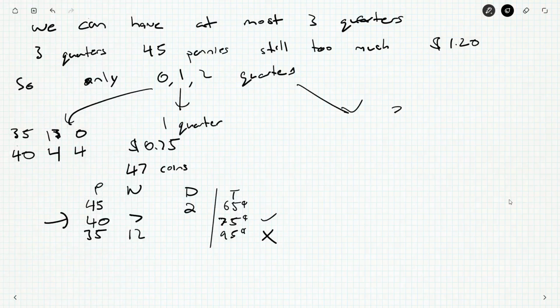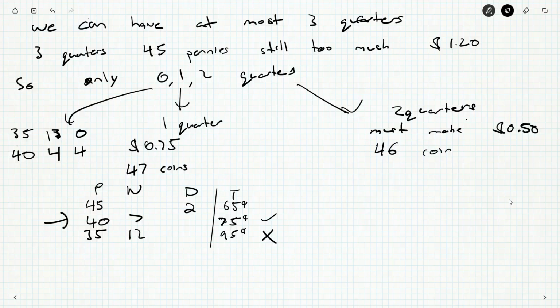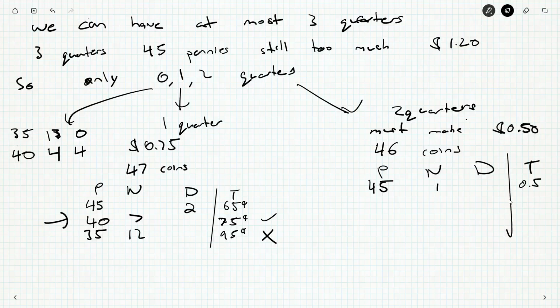All right, how about 2 quarters? We must make 50 cents, because 2 quarters account for half of the dollar. There's 50 cents left to make up, and we have 46 coins left to use. So pennies, nickels, and dimes, and our total. All right, what could we have? Well, we could have 45 pennies, and then that leaves 5 cents, so we'd have to have 1 nickel. And that would give us 0.5. So we can't have 1 dime there.